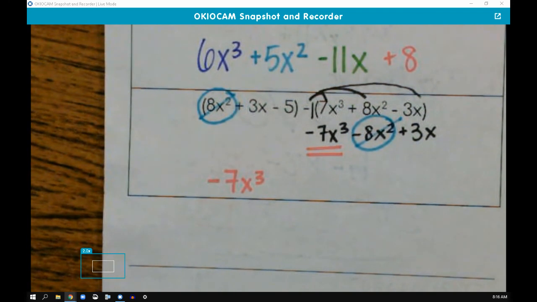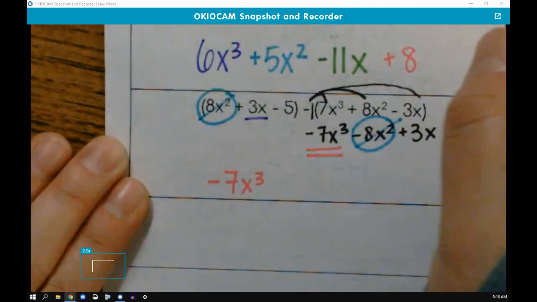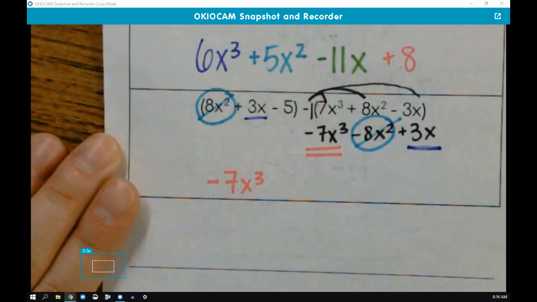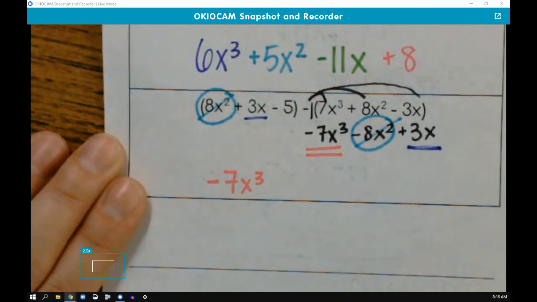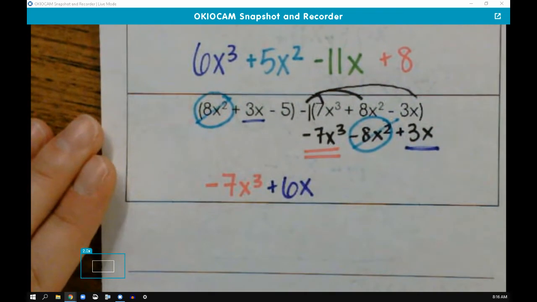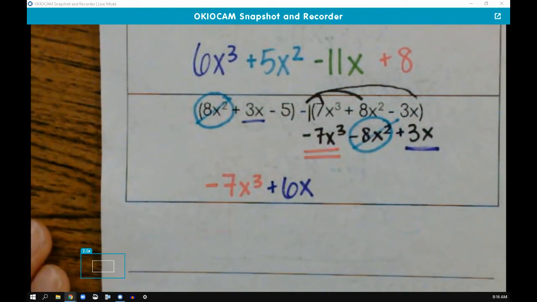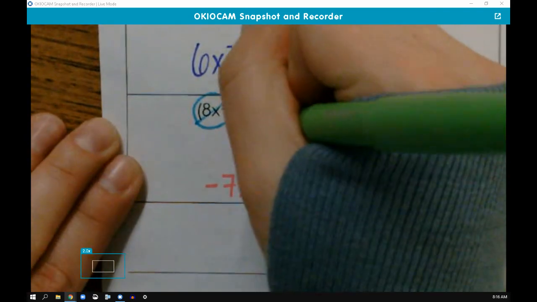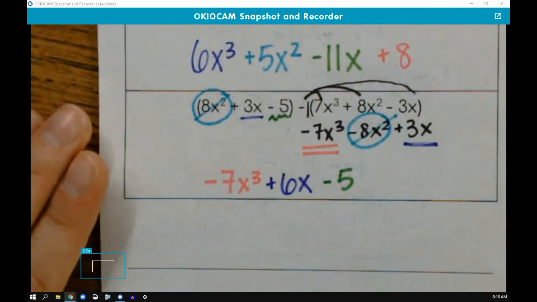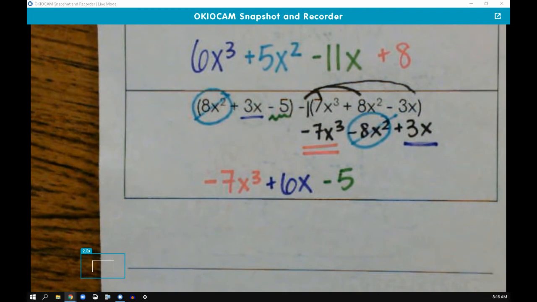Then the next one we've got is 3x and 3x. Those don't cancel each other out because it's 3 plus 3, not 3 minus 3. So 3 plus 3 is 6, so we've got 6x. And then to finish this out, we've got just that negative 5. If you guys notice, I'm just using random circles and squares and triangles and underlines to kind of show where things are the same as each other.